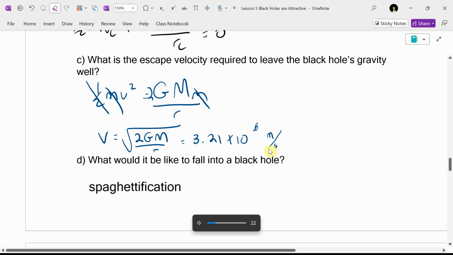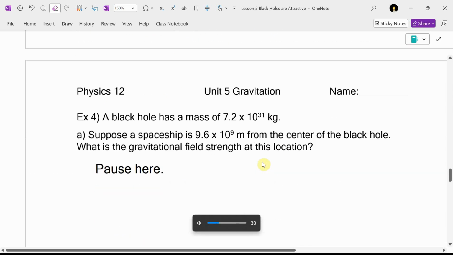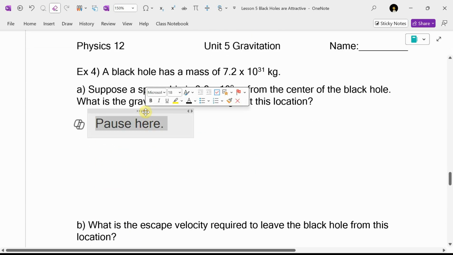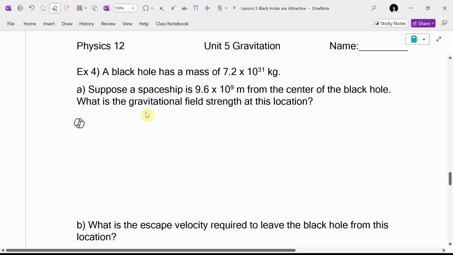So we talked last day about spaghettification. We got to example 4. Example 4 says a black hole has a mass of 7.2 times 10 to the 31 kilograms. Suppose a spaceship is 9.6 times 10 to the ninth meters from the center of the black hole. What's the gravitational field strength at this location?